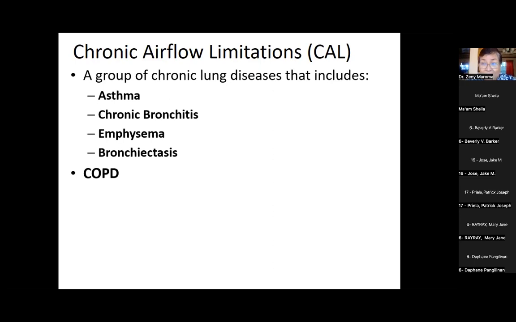One could be a complication of the other. Like bronchial asthma, no? Chronic bronchial asthma can lead to chronic bronchitis. It can lead to emphysema. It can lead to bronchiectasis. One could be a complication of the other. Again, pwede lagyan nyo ng arrow.